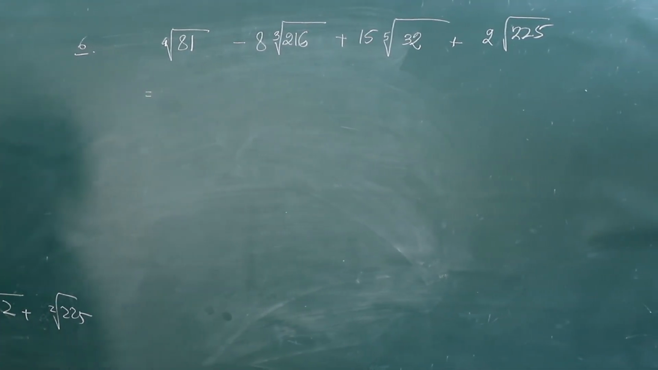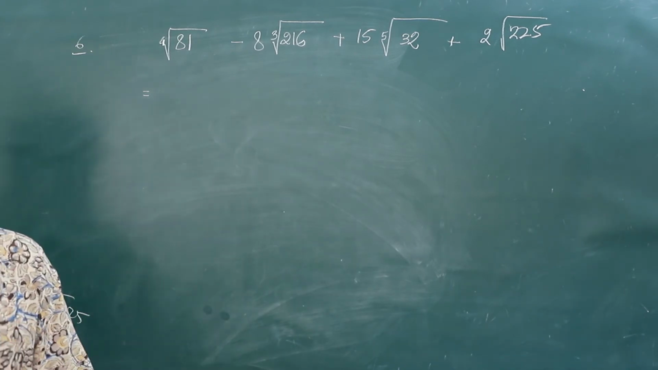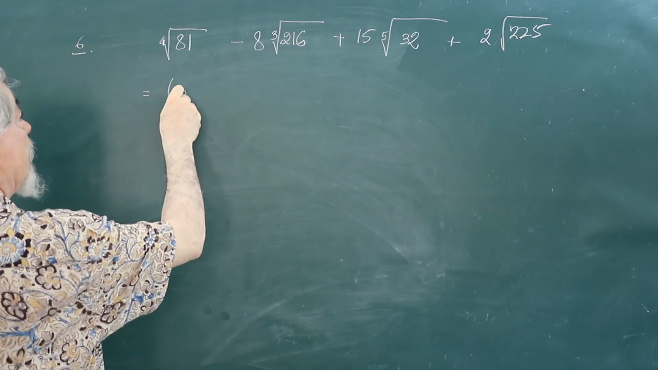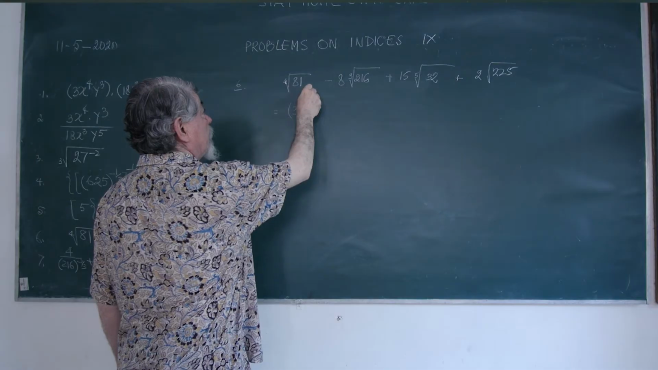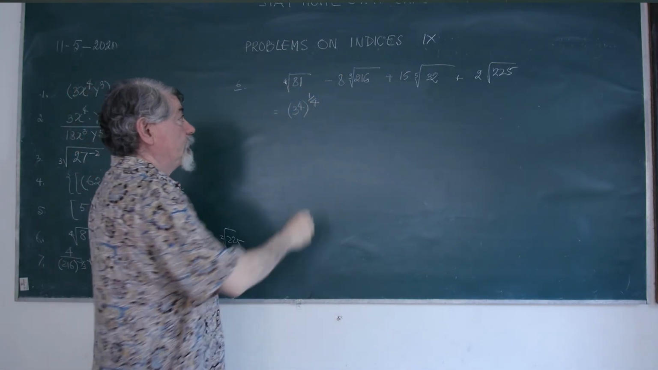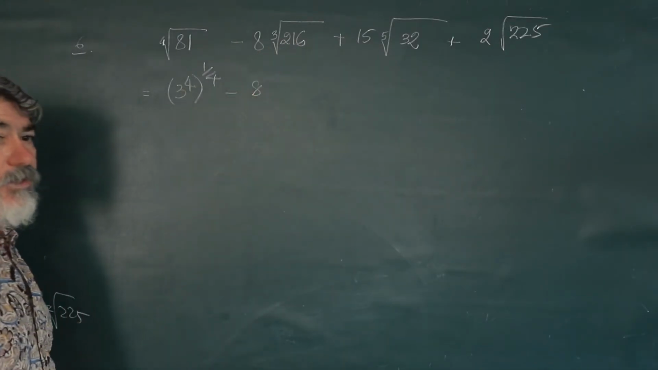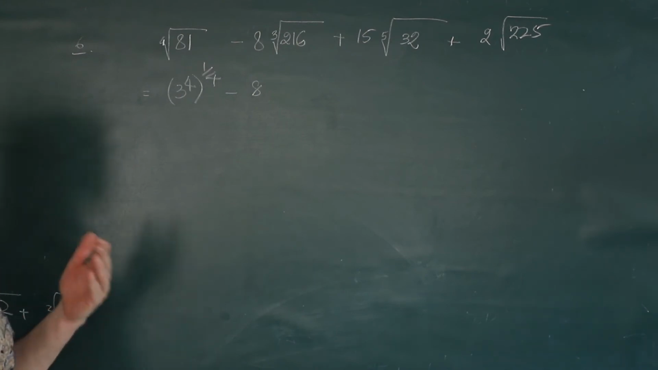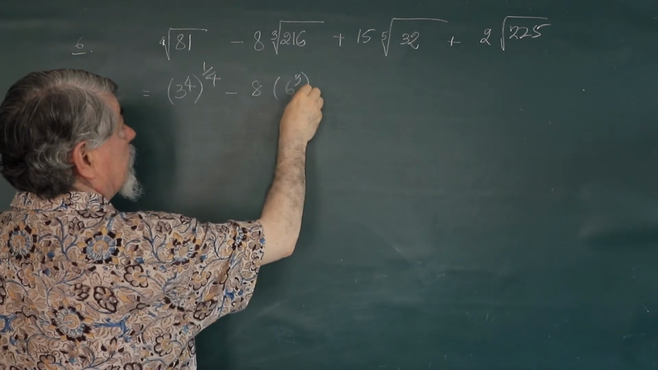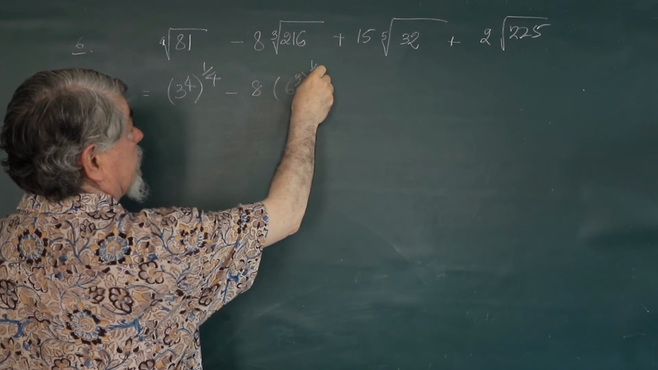81 I can write as 3 into 3 into 3 into 3. 3 3s are 9, 3 9s are 27, 3 27s are 81. So we can write it as 3 to the power 4, to the power 1 upon 4. Minus 8, 216. You have to remember these values. 6 into 6 into 6 is 6 to the power 3, so 216 to the power 1 upon 3.